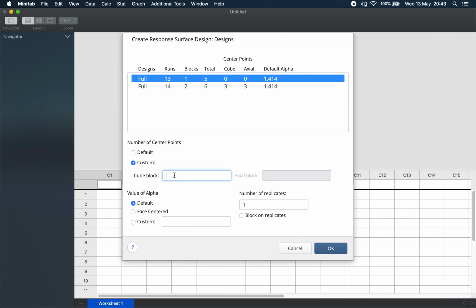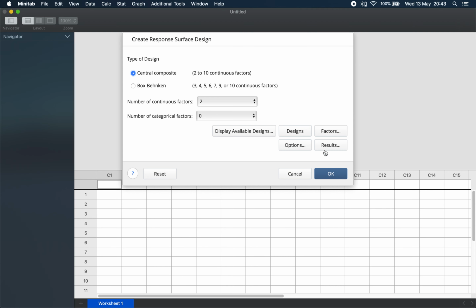So number of center points within the cube, 1. In the next step, it is possible to choose whether we wish the ordinary face-centered, the ordinary central composite design or the face-centered composite central composite design. We stick with the ordinary one. And we also choose to do two replicates of the entire design. Click OK.